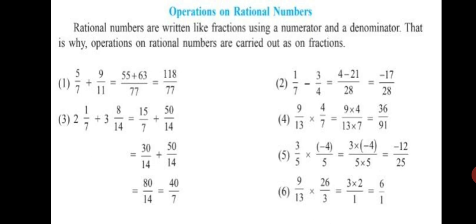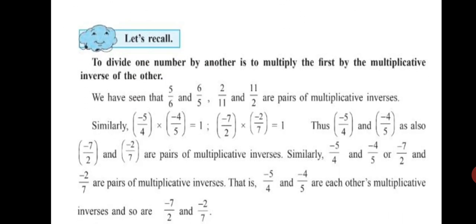Now we need to know how to divide rational numbers. So let's have a look. Let's recall. To divide one number by another is to do what? Is to multiply the first by the multiplicative inverse of the other. That's why we were learning about multiplicative inverse. So let's see what the multiplicative inverse is if it's a negative fraction.